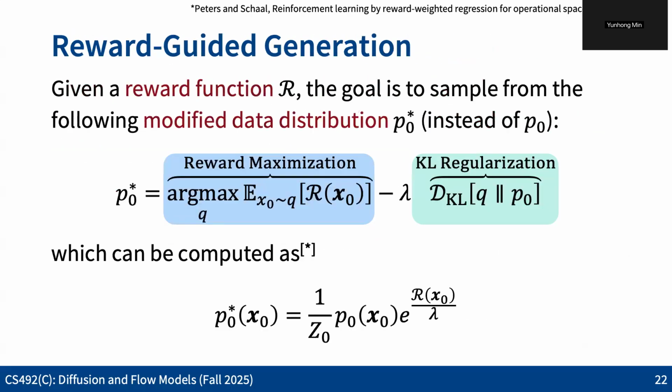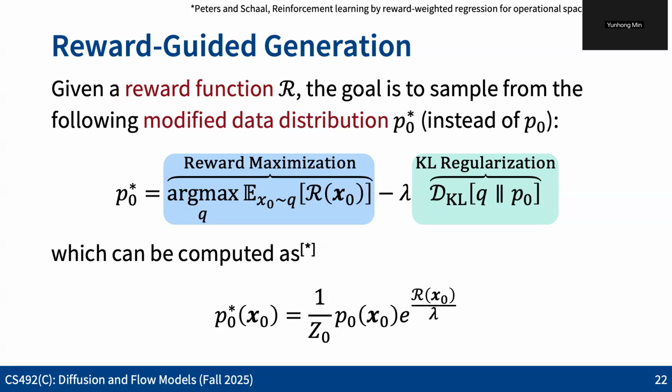Yeah, I skipped some of the details here, but the basic idea is that we explicitly introduce this trade-off between reward maximization and deviation from the original data distribution. Based on this trade-off, we introduced a new data distribution here, P0 dista. And then the problem becomes, how can we sample from that, right?